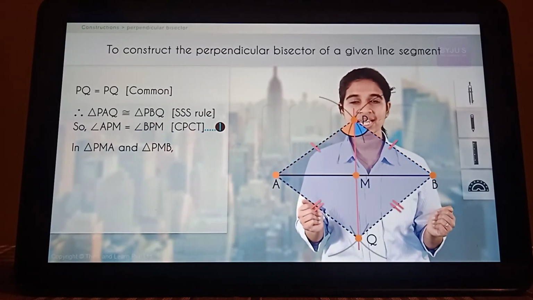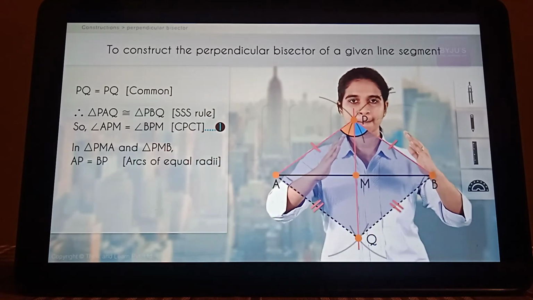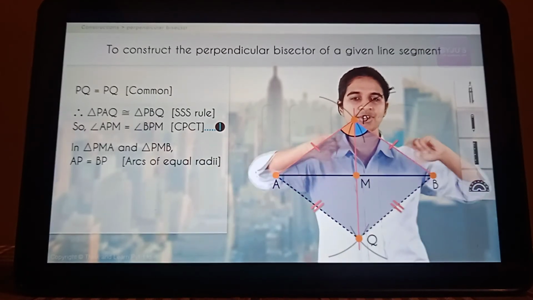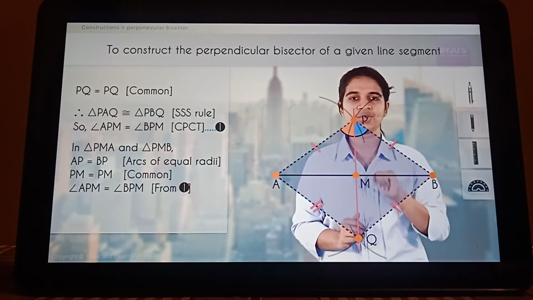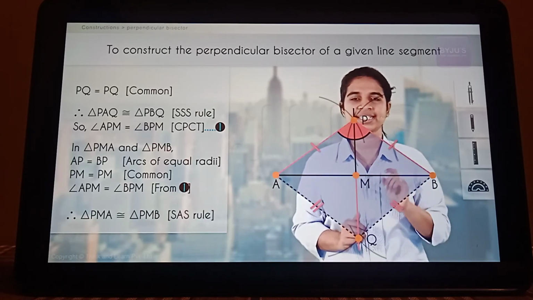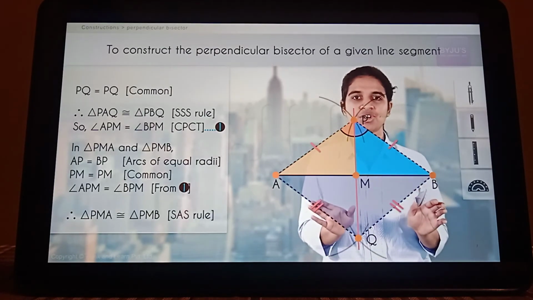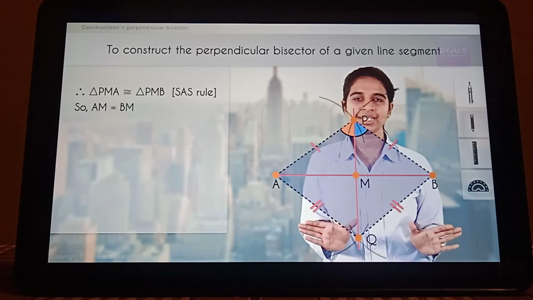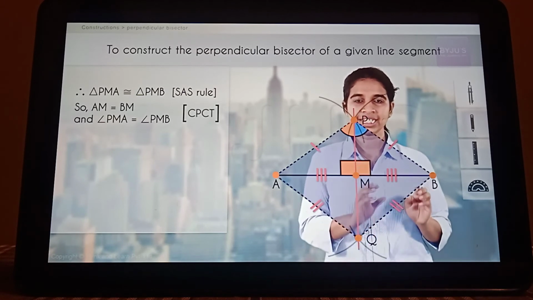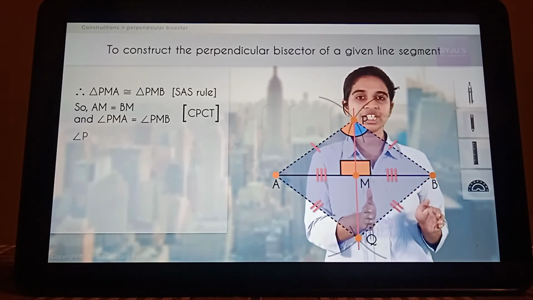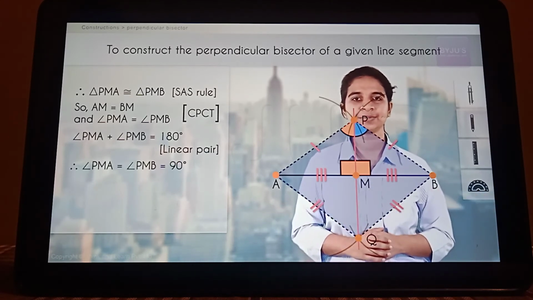Yes, again. Why? This time it is the SAS test. This side is equal to this side, same distance because same length of arc. This is a common side, and this angle, we just proved that these two angles are equal, correct? That's why you have the SAS test. So these two triangles are congruent by the SAS test. Automatically AM will be equal to MB, CPCT. Similarly, angle PMA will be equal to angle PMB. The sum of these two angles is 180 degrees because they are a linear pair, so each of them will be 90 degrees. We've proved everything.